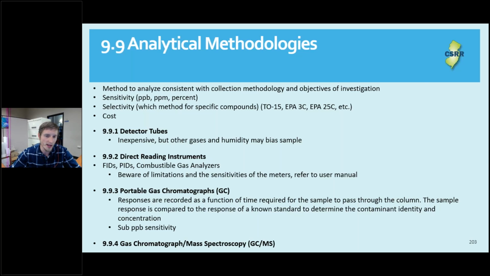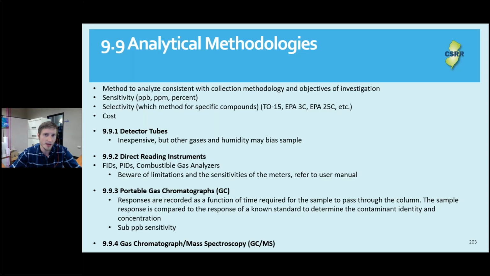We have our direct reading instruments like flame ionization detectors, photoionization detectors, and combustible gas analyzers. You need to be aware of the limitations and sensitivities of the meter, so you need to absolutely read the user manual and technical guidance documents that the manufacturers supply. So one thing to keep in mind is that the PID uses a lamp to ionize the volatiles in the air.